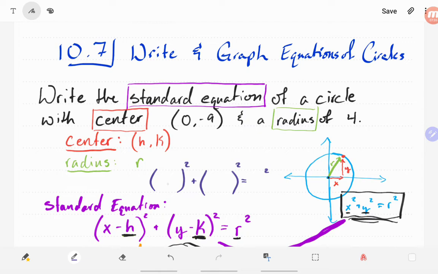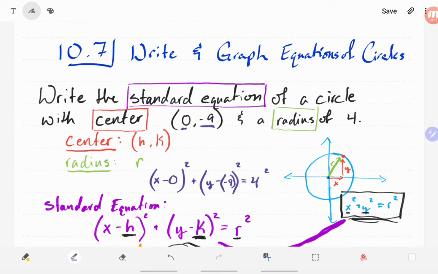So inside these parentheses, we're going to put x minus h. Well, what is our h in this case? Well, our h is 0. So I've got x minus 0 plus y minus, well, what is our k value? It's -9. Right, notice we've got y minus k. K is negative, so I'm subtracting a negative. And the radius of my circle is 4, so I'm just going to throw 4 squared in there.